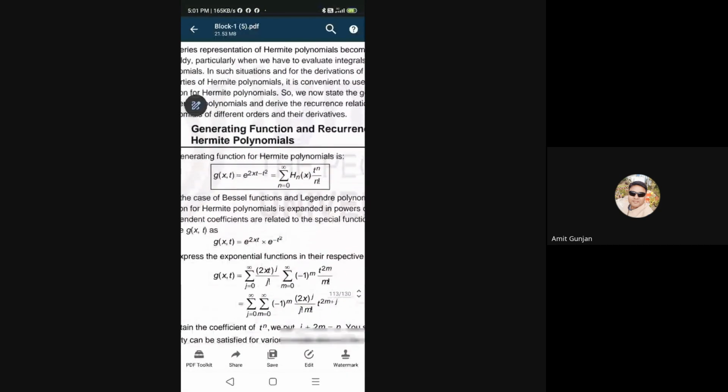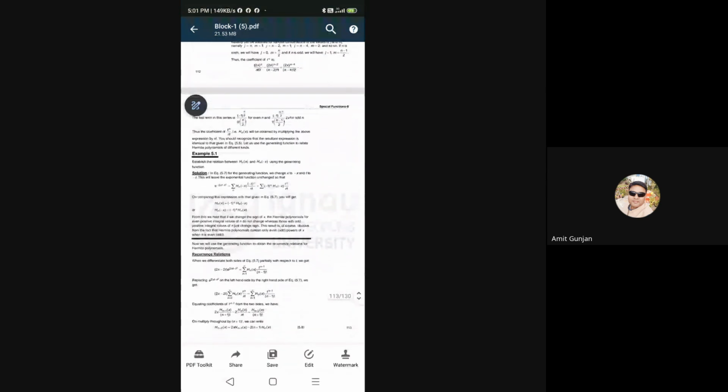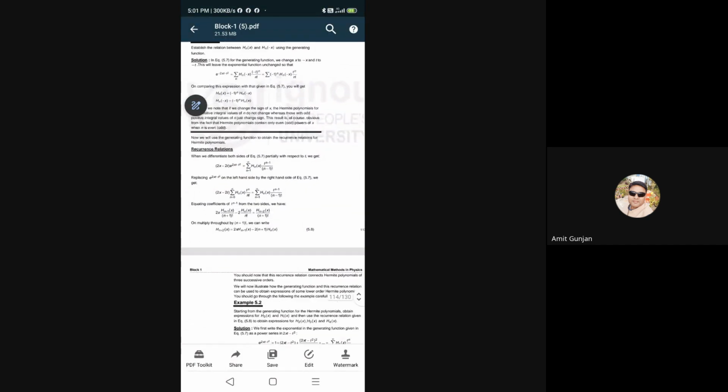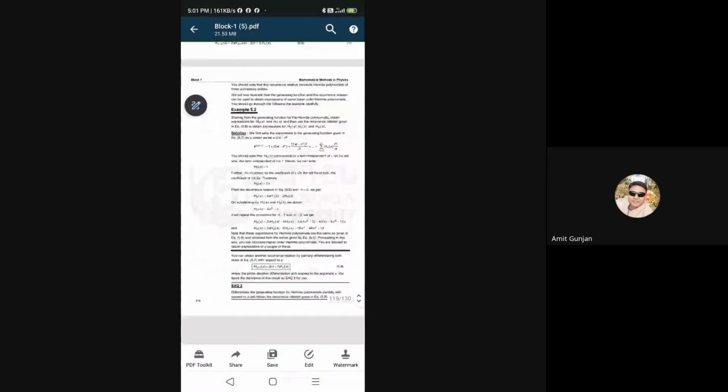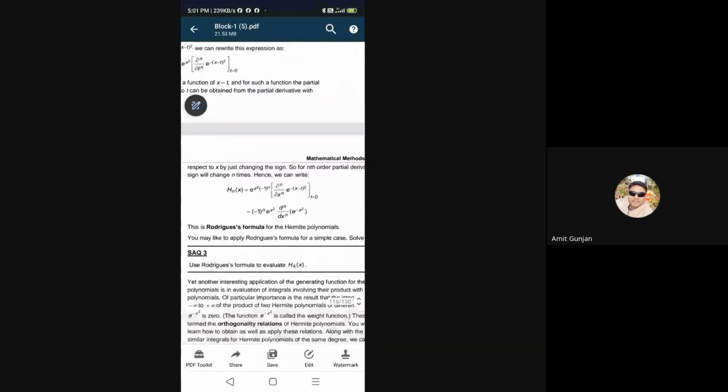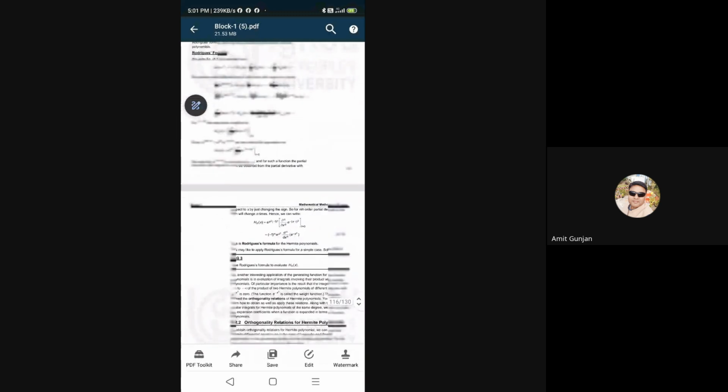Then your generating function g is equal to e to the power 2xt minus t square, is equal to summation n is equal to 0 to infinity Hn t to the power n by n factorial. Then your recurrence relations. I was discussing a lot of recurrence relations with proof, and here only a few. These are the Rodrigues formula, which I was discussing with the proof, and you can refer to it.